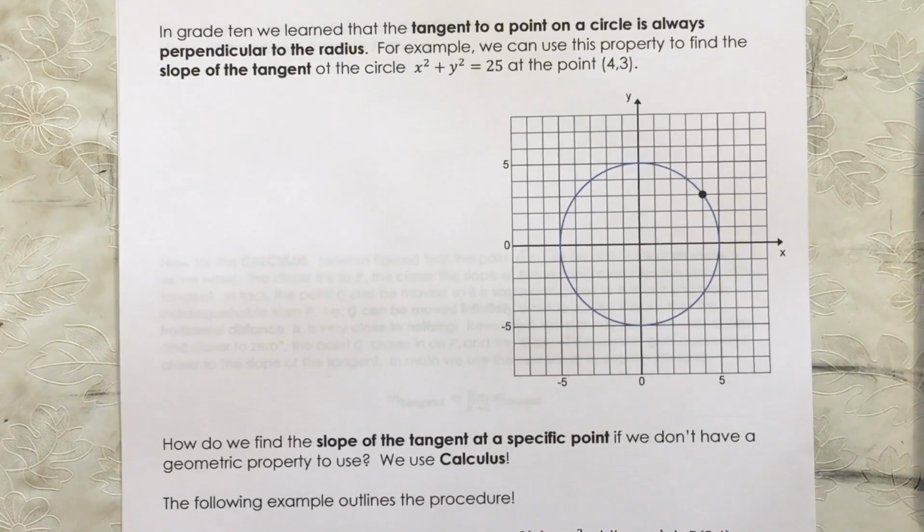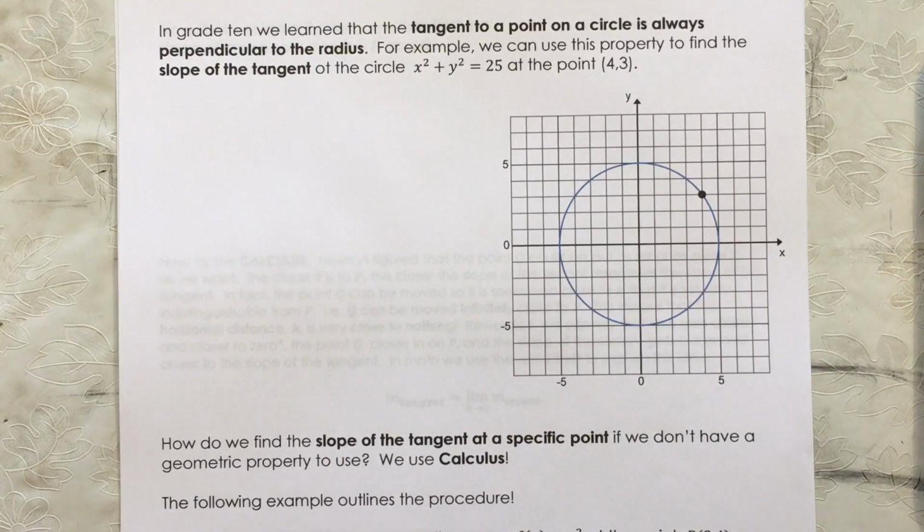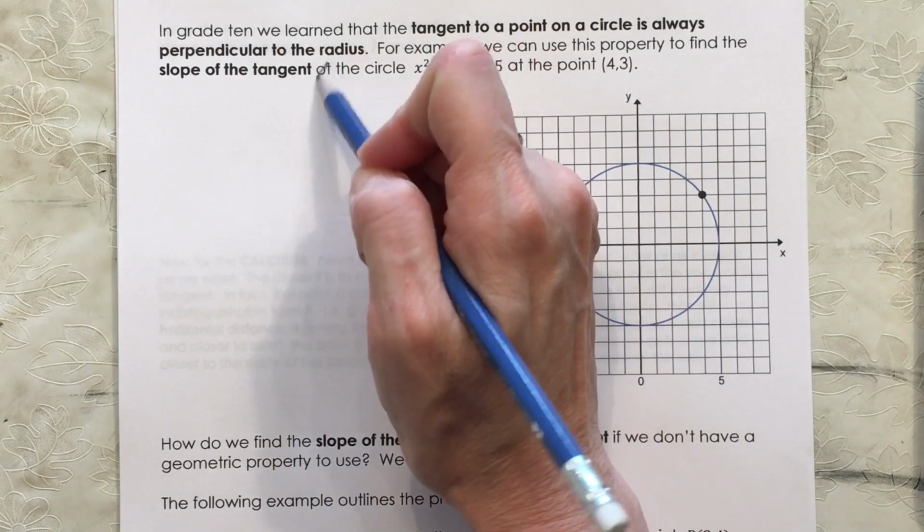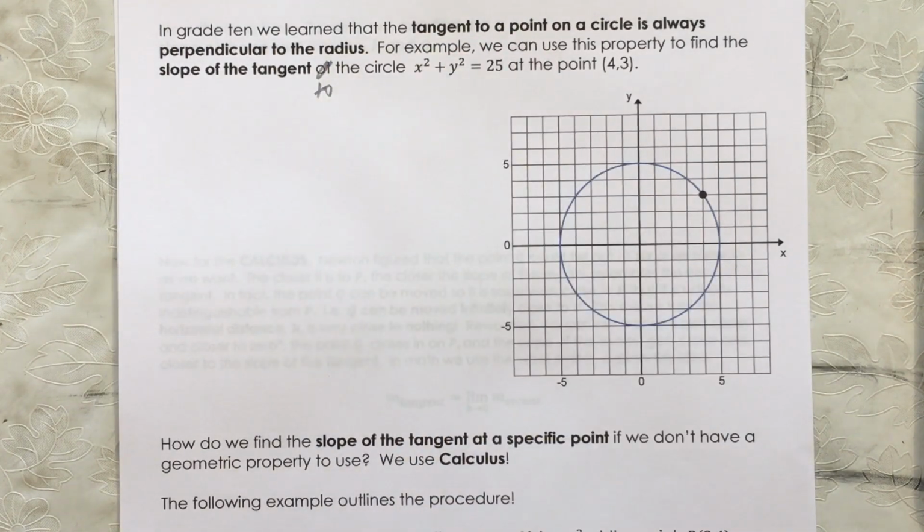In grade 10, we learned that the tangent to a point on a circle is always perpendicular to the radius. That's just a property of circles. So, for example, we can use this property to find the slope of the tangent to the circle x squared plus y squared equals 25 at the point (4, 3).